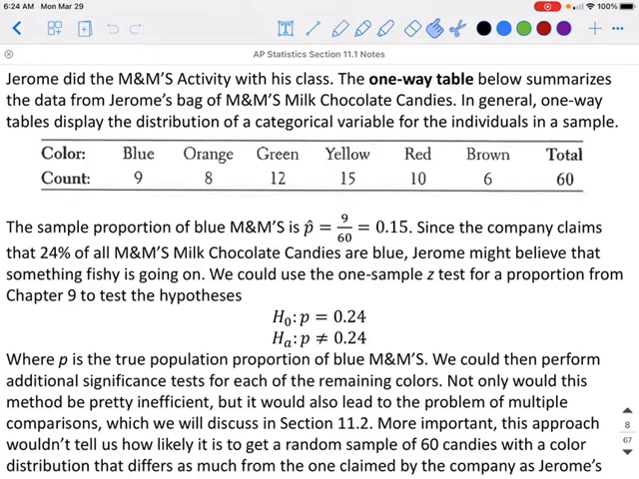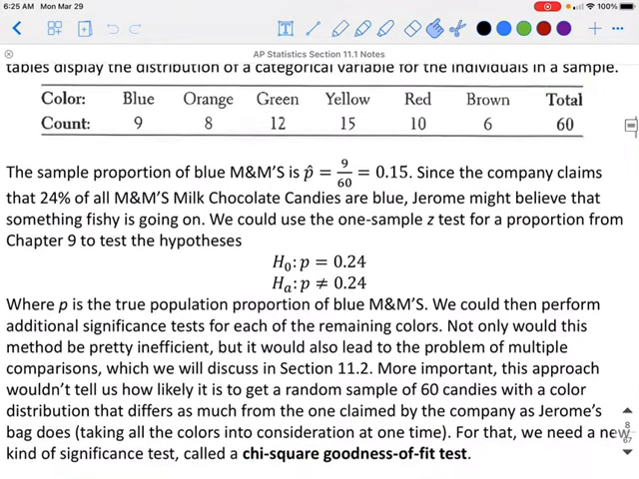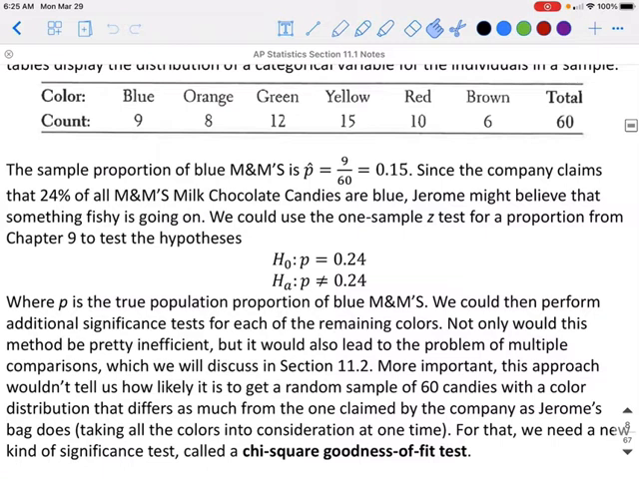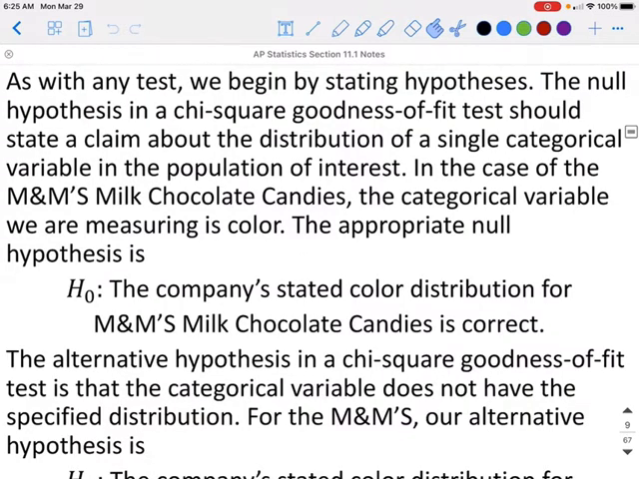We could then perform additional significance tests for each of the remaining colors. Not only would this method be pretty inefficient, but it would also lead to the problem of multiple comparisons, which we'll discuss in section 11.2. More important, this approach wouldn't tell us how likely it is to get a random sample of 60 candies with a color distribution that differs as much as the one claimed by the company as Jerome's bag does, taking all the colors into consideration at one time. For that, we need a new kind of significance test called the Chi-Square Goodness of Fit test.